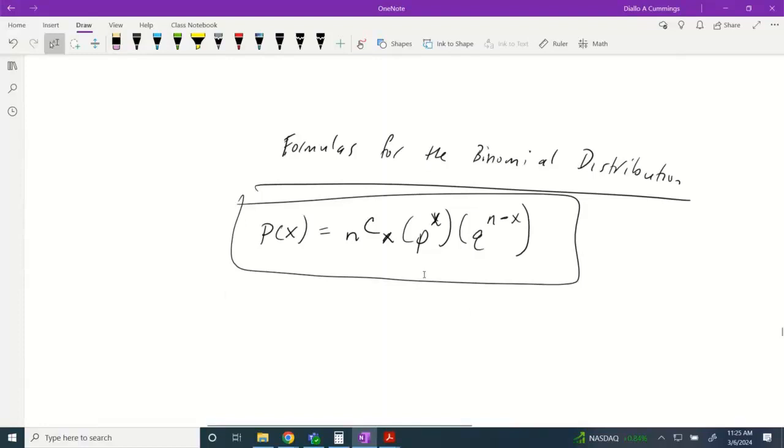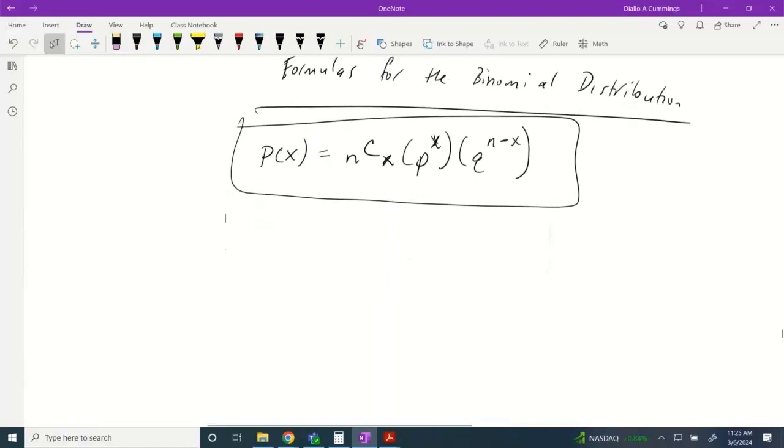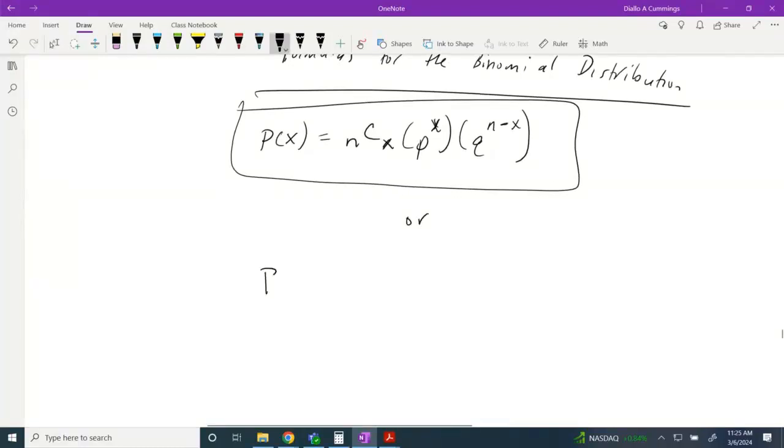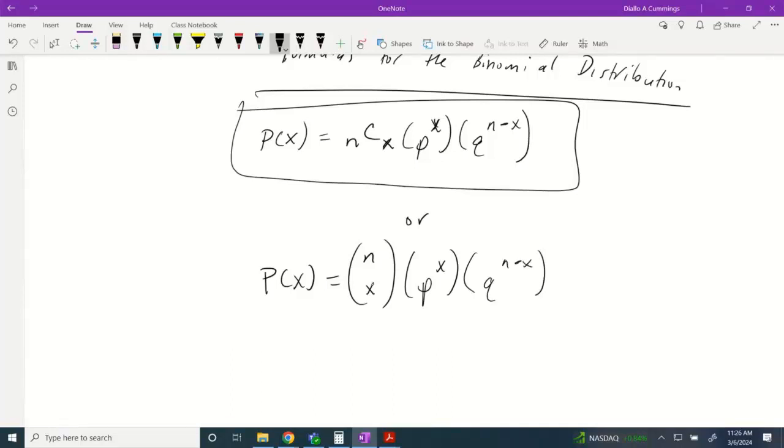All right, so this is one way you may see the binomial distribution formula, or you may see it this way. P of x is equal to, and now this is just another way to write a combination, right? Instead of writing it out in this notation, n choose x, you can also write it out in this notation. So that is still a combination, n choose x. And then everything else remains the same. So that's times p of x times q raised to the n minus x.